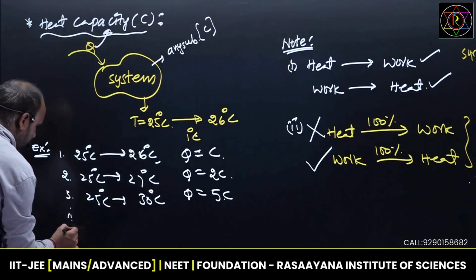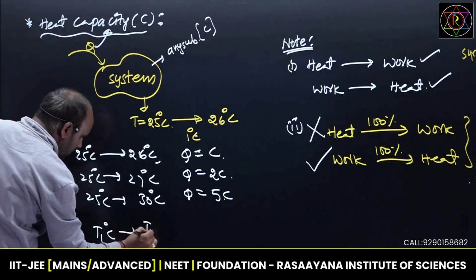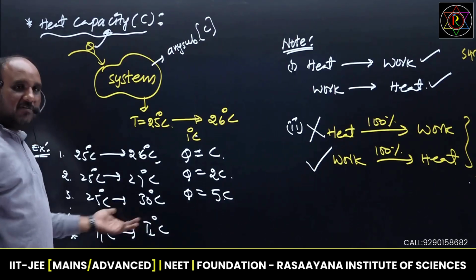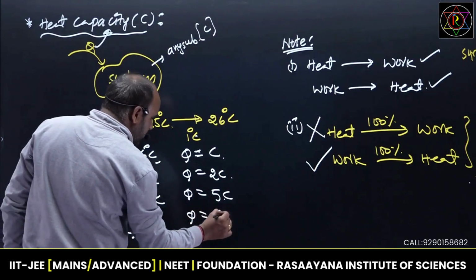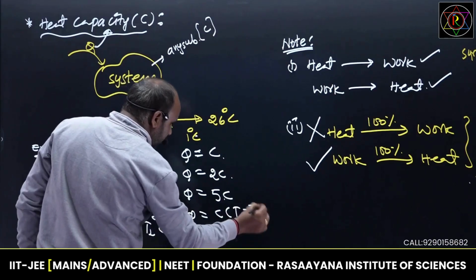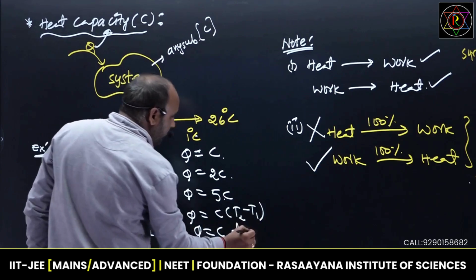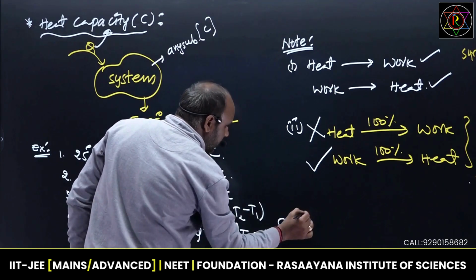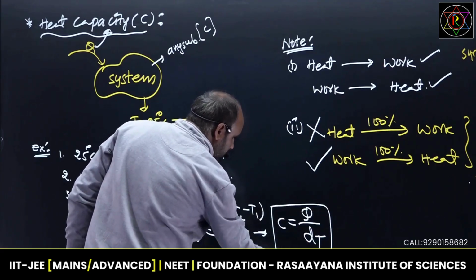Like this, we may not know the temperature. Say it goes from T1 degree centigrade to T2 degree centigrade, and we don't know T1 and T2. Therefore, what is the value of Q? Q is equal to C into T2 minus T1. So this can be written as Q is equal to C into dT. Therefore, from this equation, we get C is equal to Q by dT. So this is the equation of heat capacity.